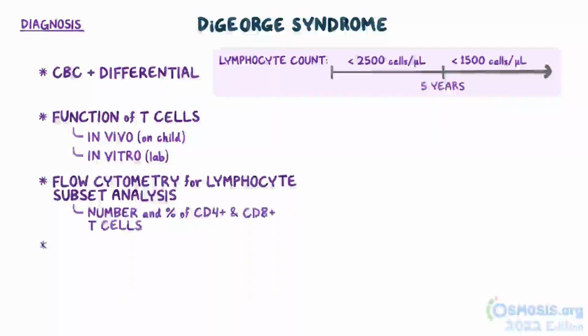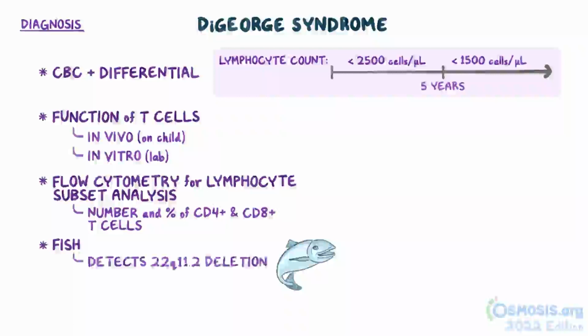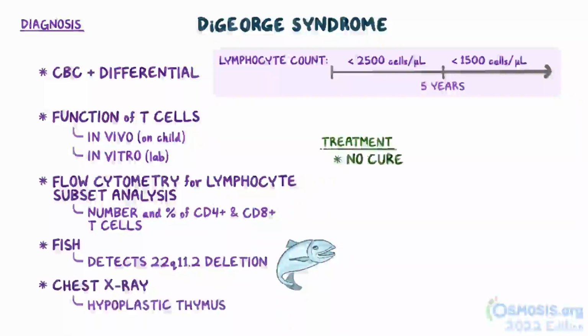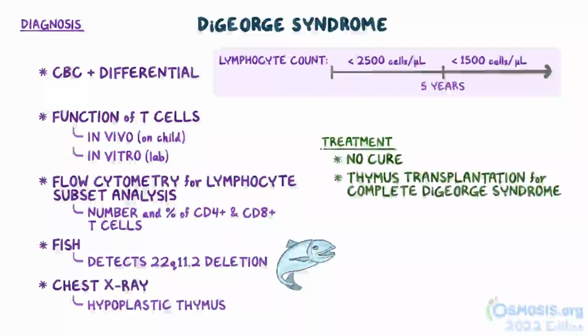Diagnosis is confirmed with fluorescence in situ hybridization, or FISH for short, which is a type of genetic testing able to detect the 22q11.2 deletion. A chest X-ray in some cases also reveals a hypoplastic thymus. No cure is available for DiGeorge syndrome, and a thymus transplantation might be required in children with complete DiGeorge syndrome.